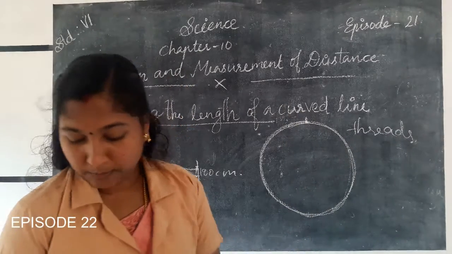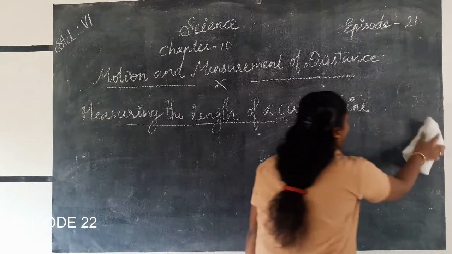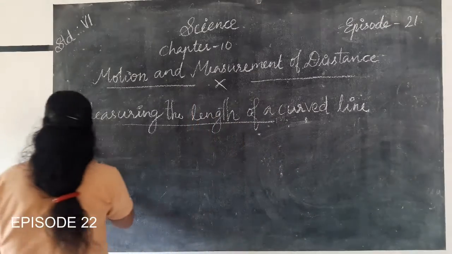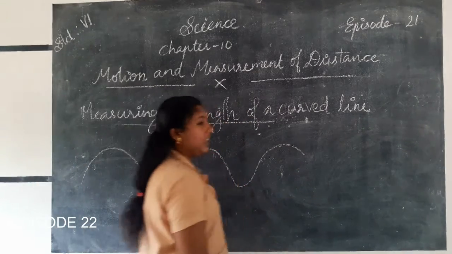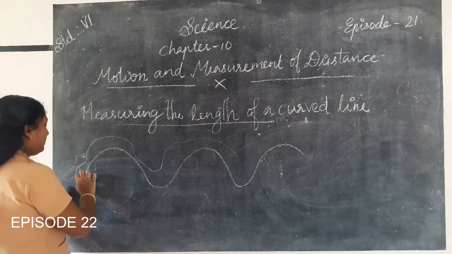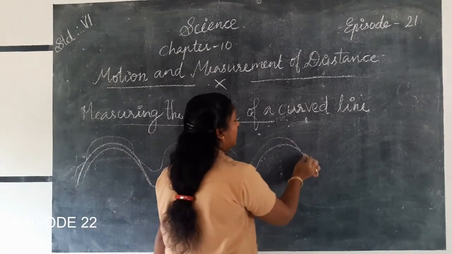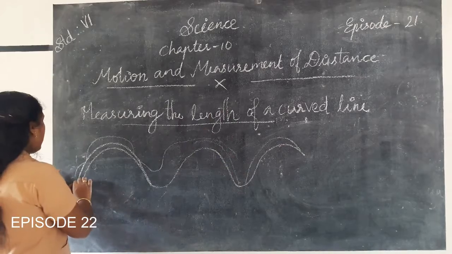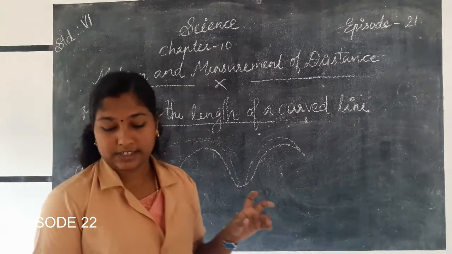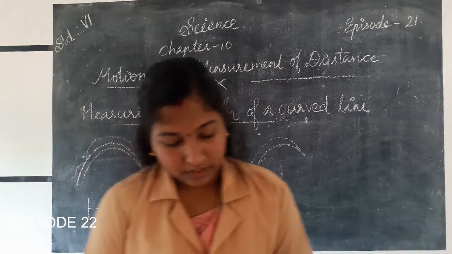Then how can we measure the length of a wave? We use a thread. First of all we keep the thread here to here, then from here to here, then here to here. Then we take the distances from here to here with the help of a meter scale. With the help of a meter scale, we can measure the length of a curved line.